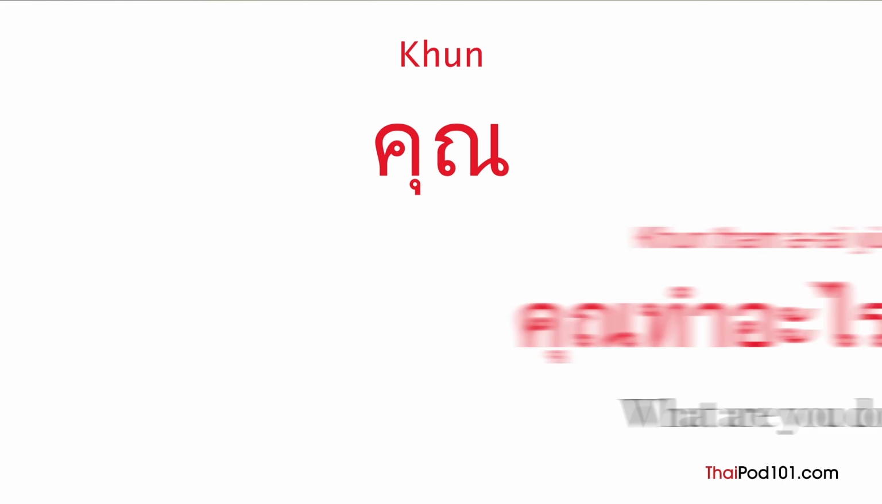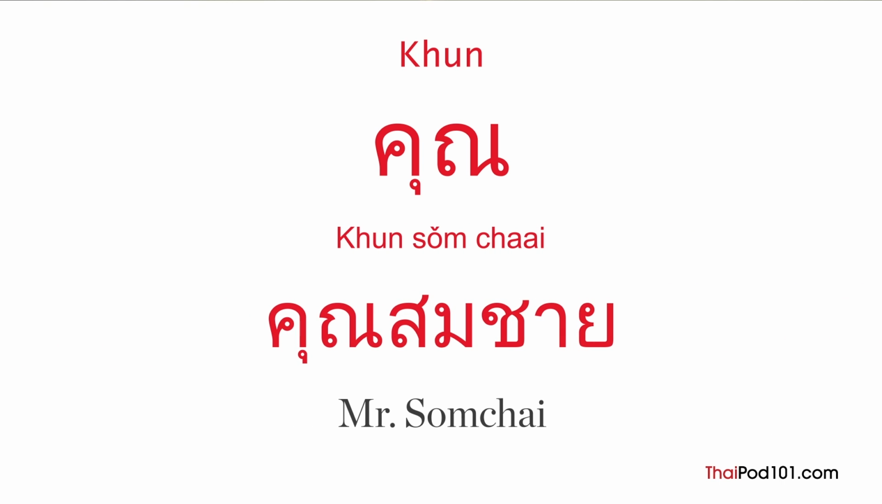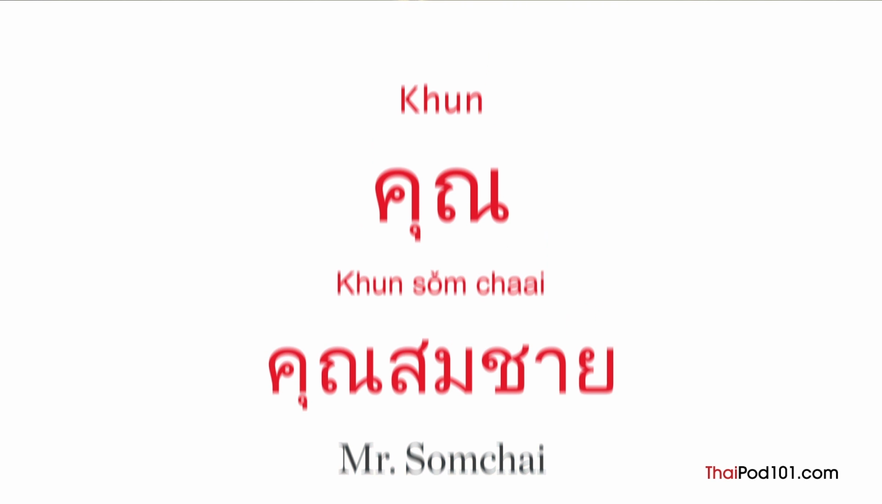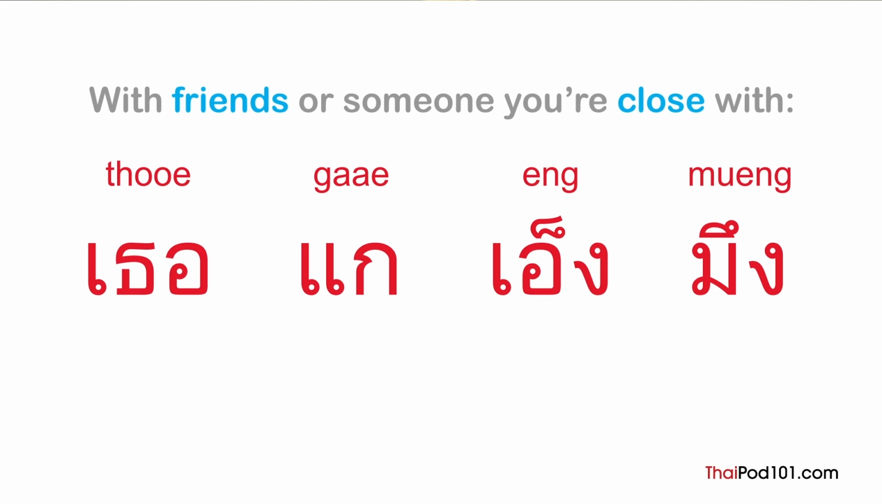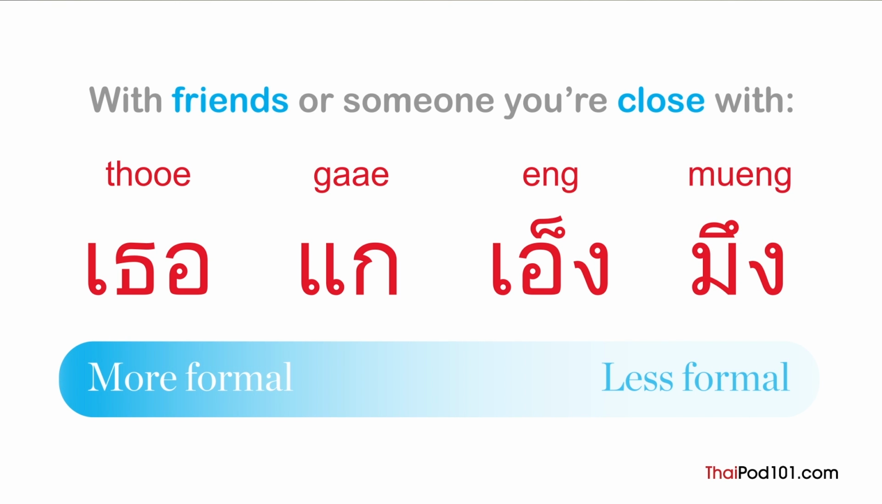คุณ can also be used in front of names to add a degree of politeness to the sentence. For example, คุณสมชาย, Mr. สมชาย. When with friends or someone you are close with, we usually use เธอ, แก, เอง or มึง. The degree of formality in these four words are ranked respectively, with เธอ being the most polite.